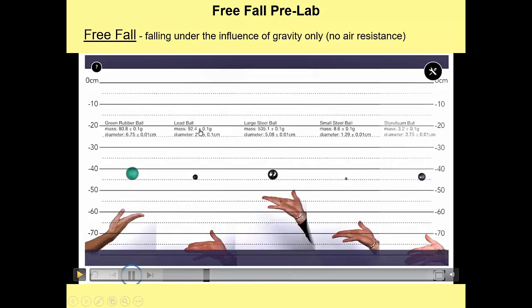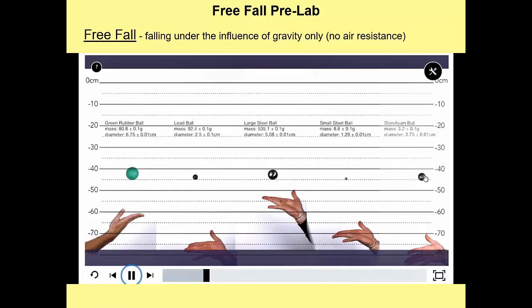There's a green rubber ball, a lead ball, a large steel ball, a small steel ball, and a styrofoam ball that we are going to ignore in this lab. Why are we going to ignore the styrofoam ball? Because styrofoam is extremely light and fairly big, and that means there's enough air resistance acting that it'll throw off the results. The other balls all have enough mass, or in the case of the small steel ball, while it doesn't have a ton of mass, it's really tiny, so there's not a lot of air resistance there.